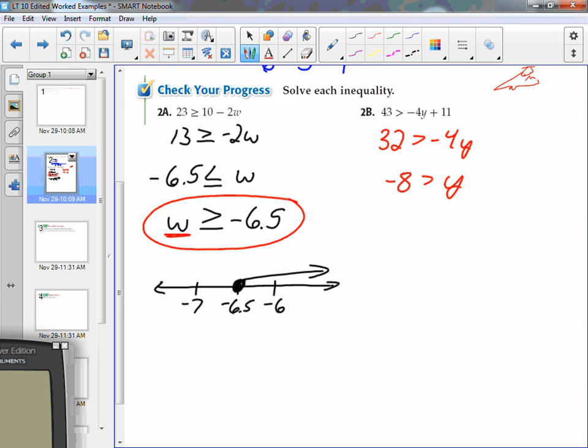But that's harder to graph than I want it to be. So I want to put the y there and the -8 there. The alligator's eating the -8. Keep the alligator eating the -8.